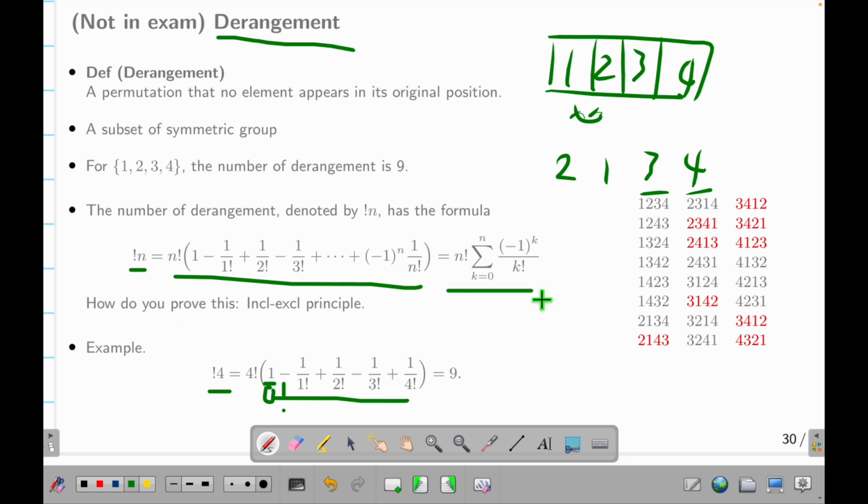So this is the formula. This will give you the number of derangements for n objects. How do you prove this? Actually, this is the inclusion-exclusion principle. So this is a new thing. Again, this is not in the exam. I just let you know this kind of thing exists.